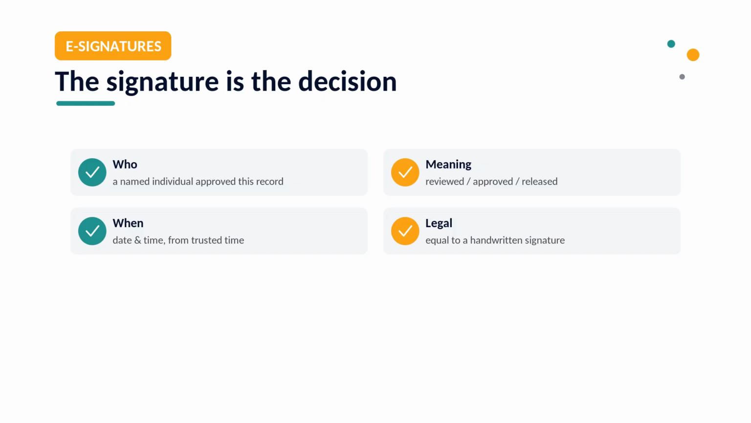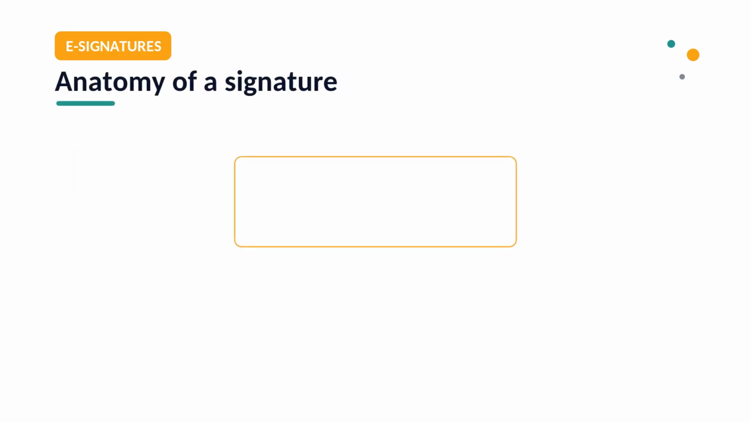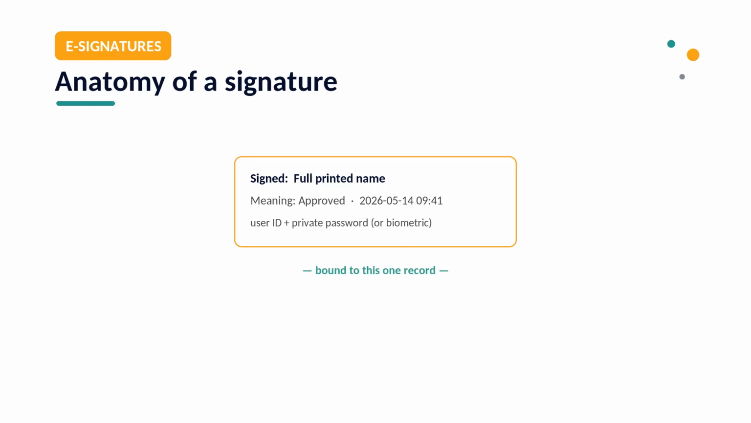A compliant signature has 3 parts. 2 components: a user ID and a private password known only to the signer, or a biometric. A manifestation: the signed record shows the full printed name, the date and time, and the meaning. And an unbreakable link. The signature is bound to that one record. It can't be copied, moved, or reused. Because identity is unique and the link is permanent, the signer can't later deny it.